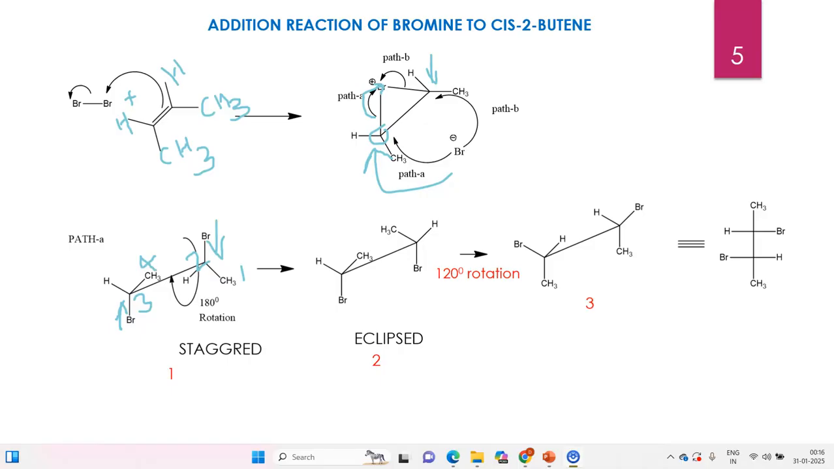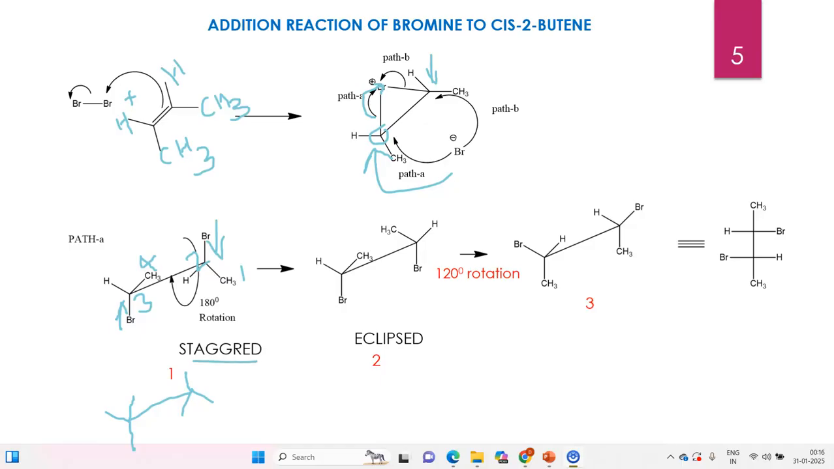Here we get this structure, one is a regular Y and the other is an inverted Y. This means that the bromines are anti to each other, so this is a staggered form.